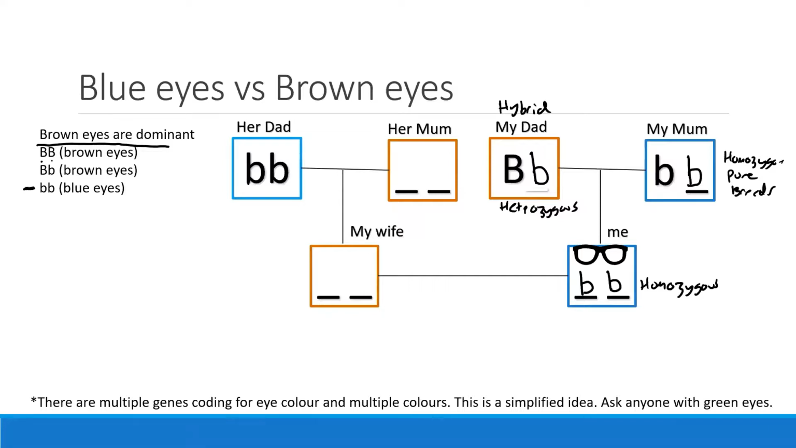Here's the first thing. This is the part that I want you to see. Her dad has blue eyes, lowercase b, lowercase b. There's only one thing that he can give his daughter, a lowercase b. Now, if she has a lowercase b, what must the one on the left be in order for her to have brown eyes? Uppercase B. My wife is a hybrid. She is a heterozygote.